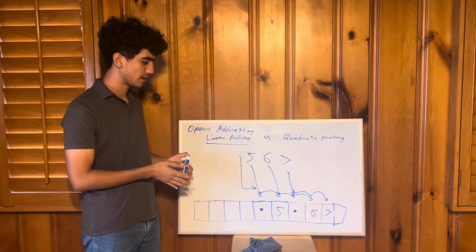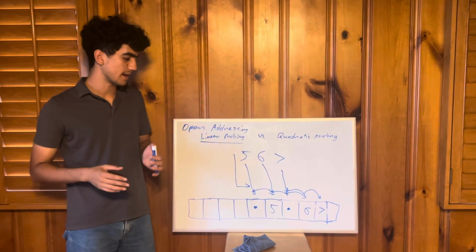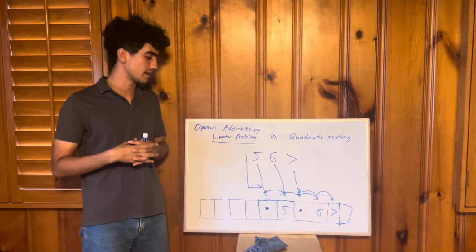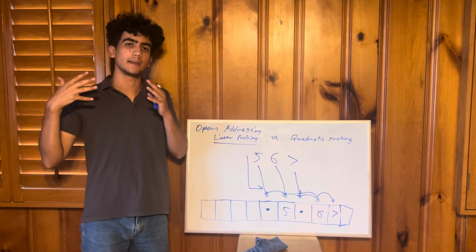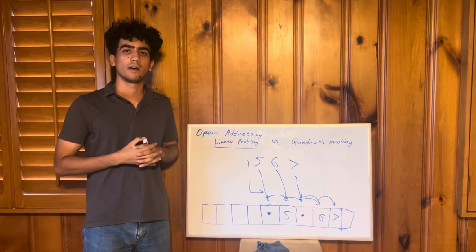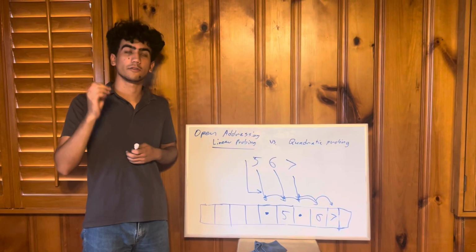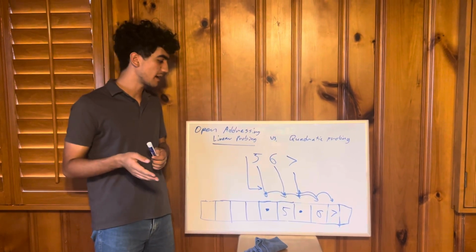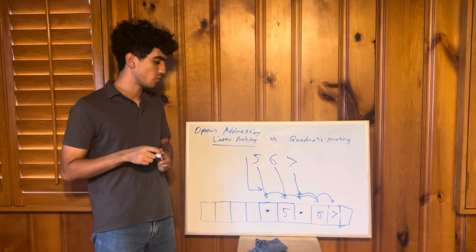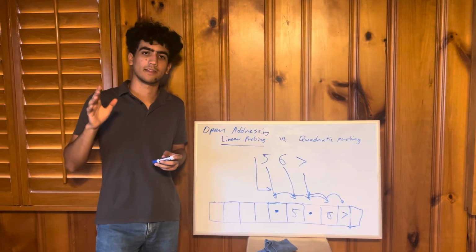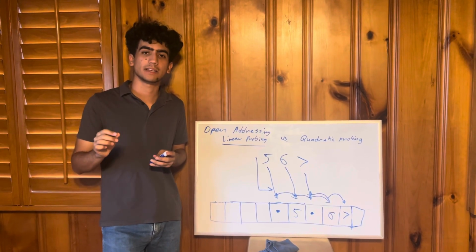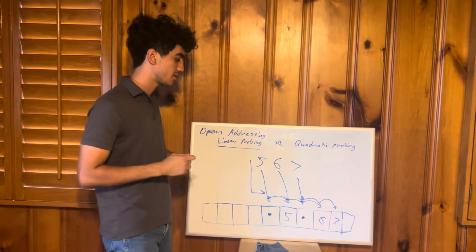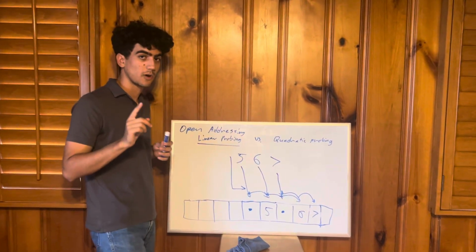So the issue with this method is that it creates clustering. So what is clustering? Clustering is when the buckets of the hash map all are full or have values in them right next to each other. So this creates some issues with hash map time complexities that we'll go over soon. Next, let's go over quadratic probing.